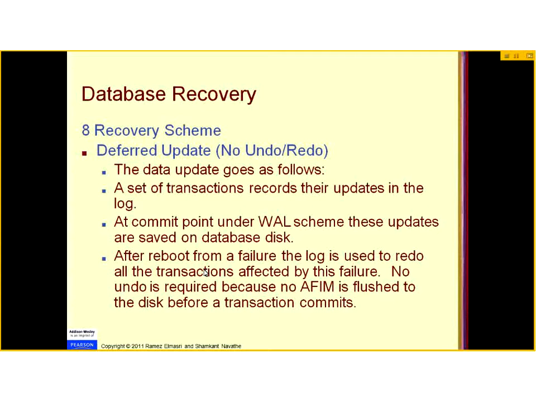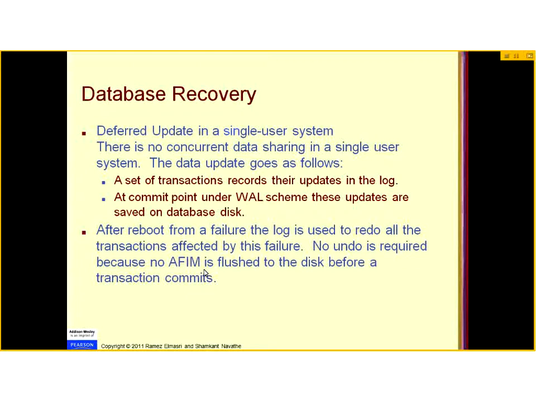So when there is no undo, which is called deferred update, the data update goes as follows. A set of transactions record their updates in the log. At commit point under write ahead logging scheme, these updates are saved on database disk. After reboot from a failure, the log is used to redo all the transactions affected by this failure. And no undo is required because no after image is flushed to disk before a transaction commits. So this is the no undo scenario of a deferred update.